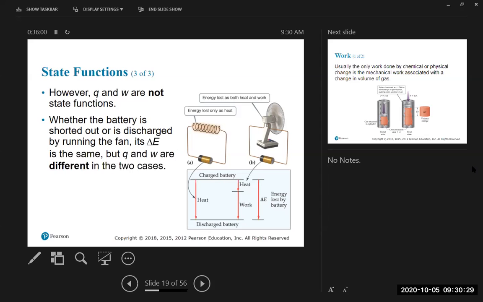You started with a certain amount of energy in the battery. You discharged the battery, lost that energy. And so from a state function perspective, that delta E would be exactly the same in both of those examples. But because work and heat aren't state functions, there's a different path that gets you there.